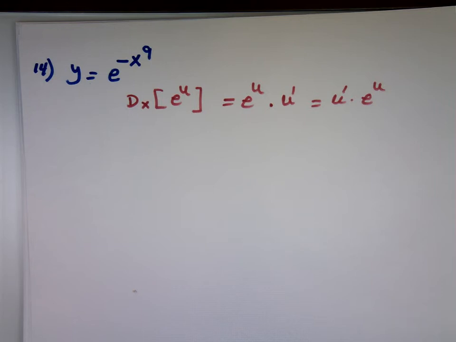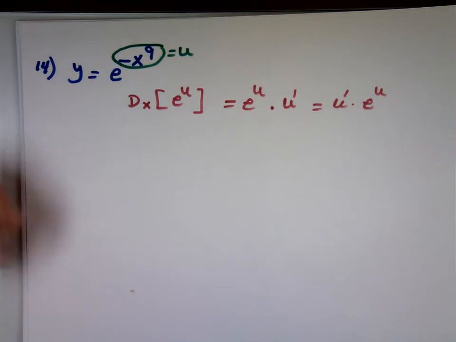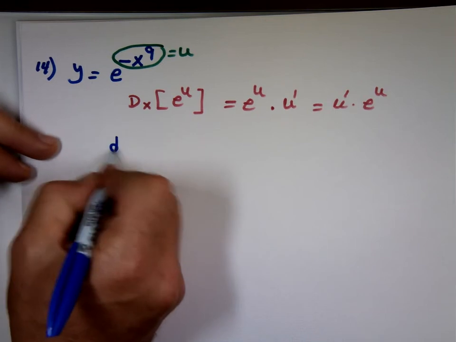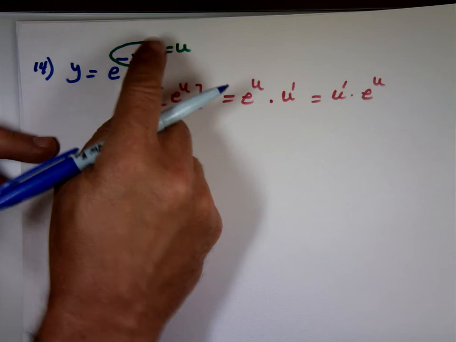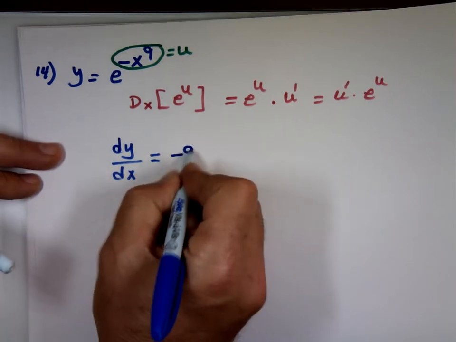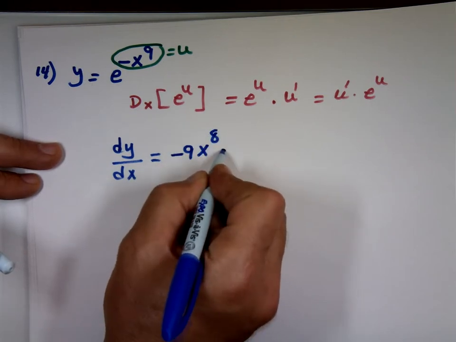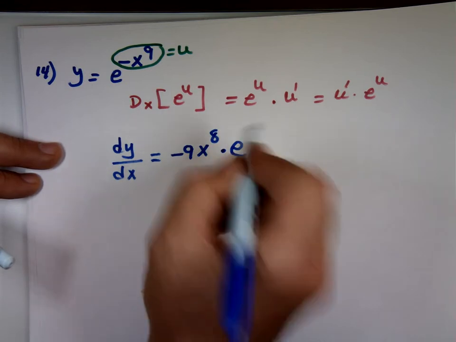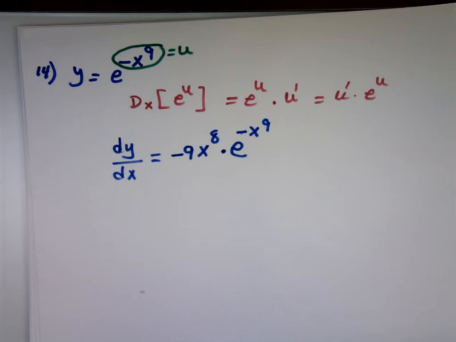So this is u here, right there, negative x to the 9th, is actually u. So what's the derivative here? What's dy dx? Let's take the derivative of negative x to the 9th, which is what? Negative 9x to the 8th times e to the u, which is what? And that's it.